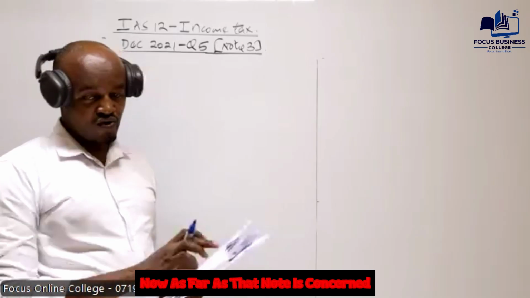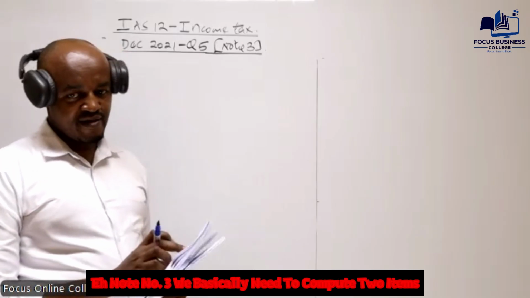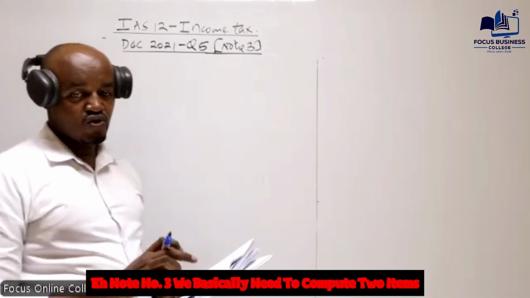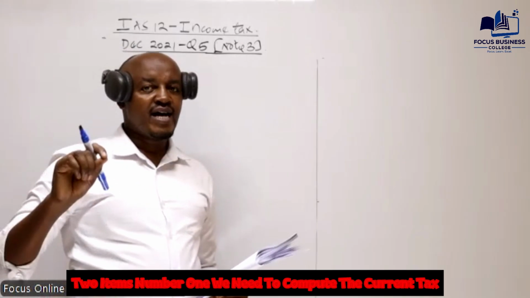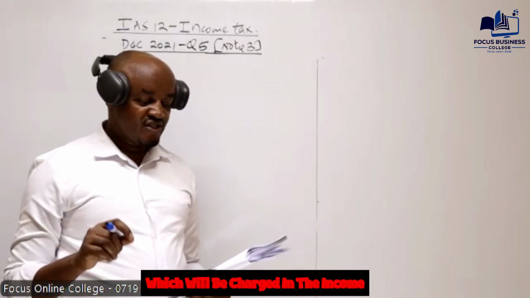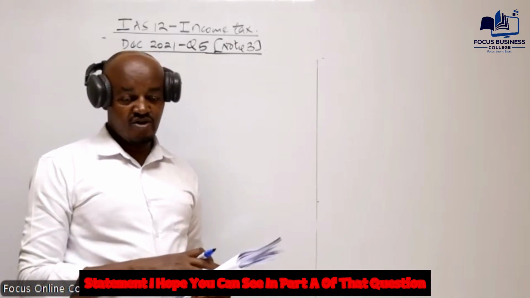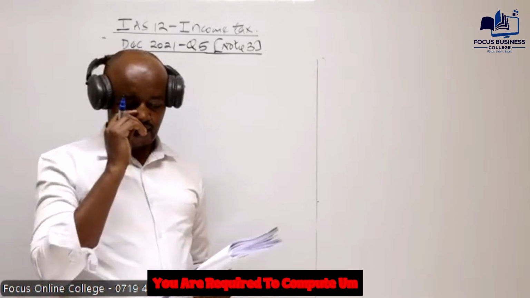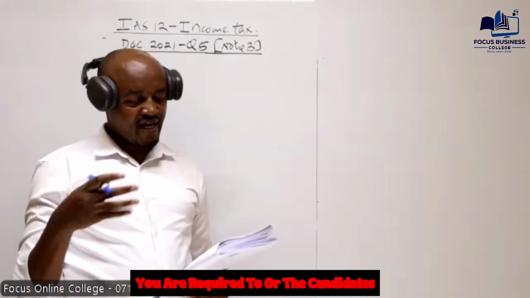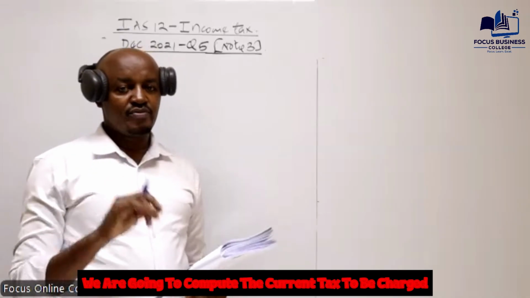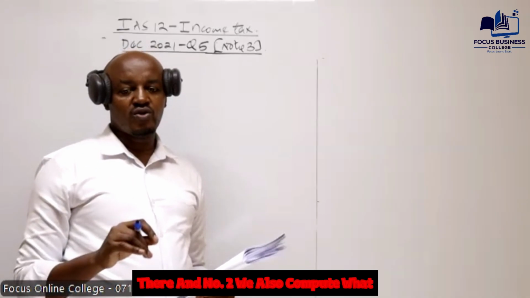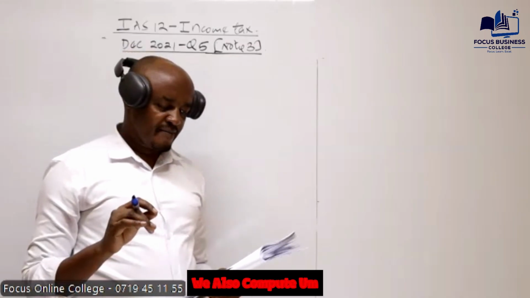Now, as far as note number 3 is concerned, we basically need to compute two items. Number 1, we need to compute the current tax, which will be charged in the income statement. I hope you can see in part A of that question, the candidates were required to prepare the statement of profit or loss. We are going to compute the current tax to be charged there. And number 2, we also compute what? We also compute the deferred tax.